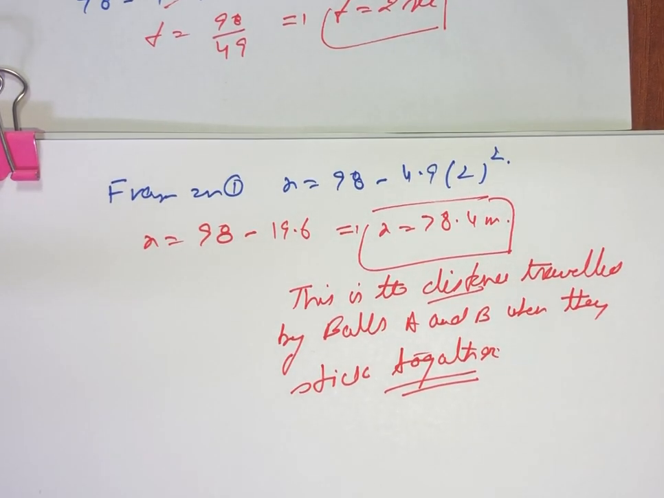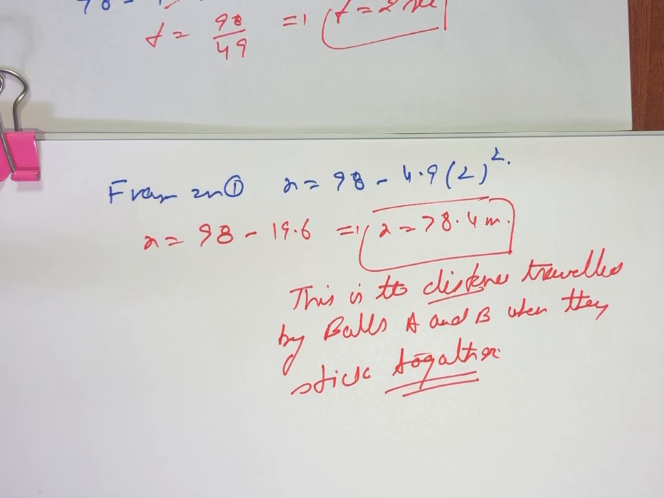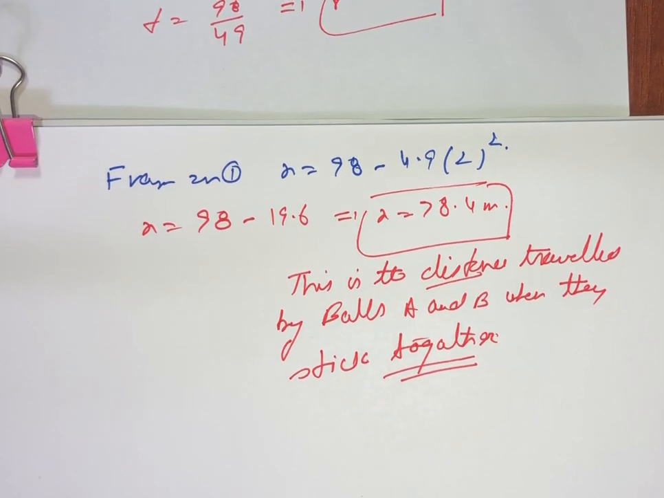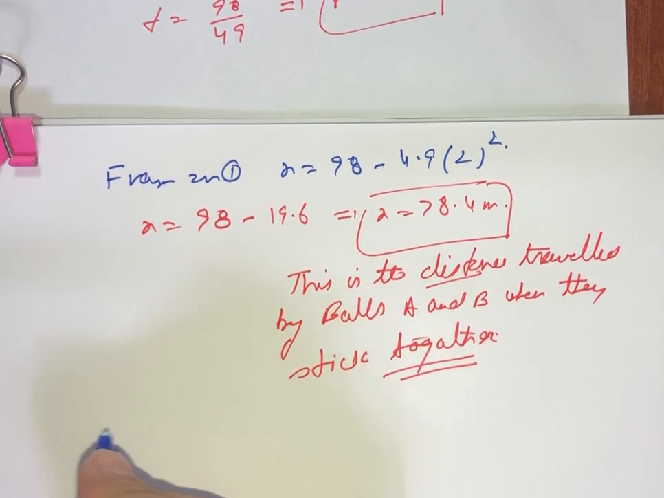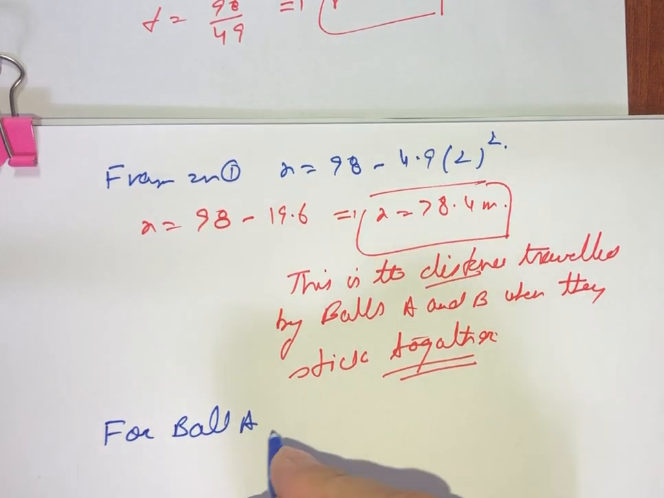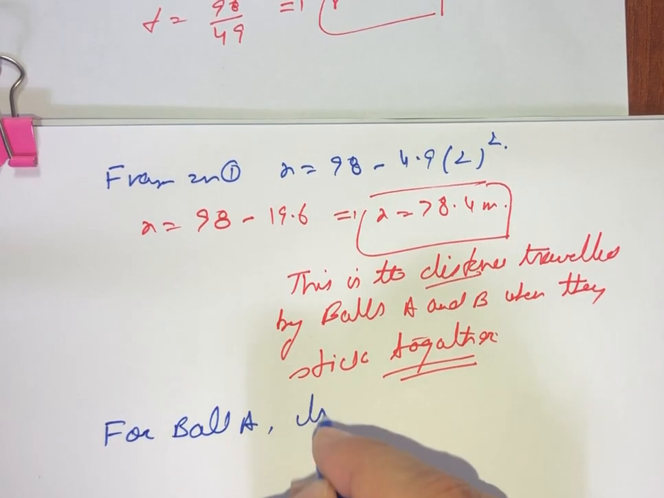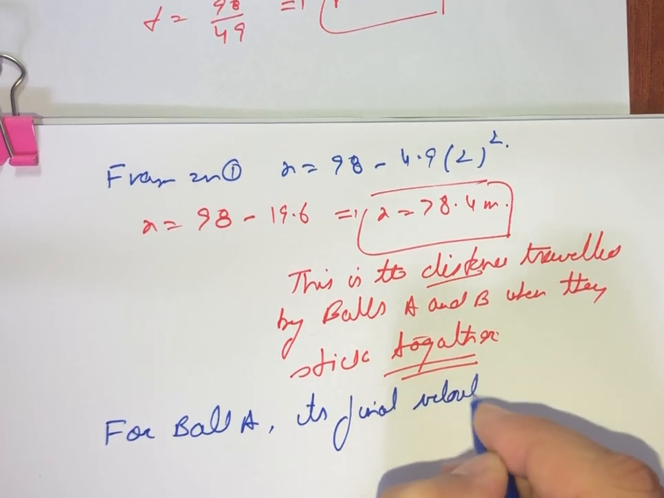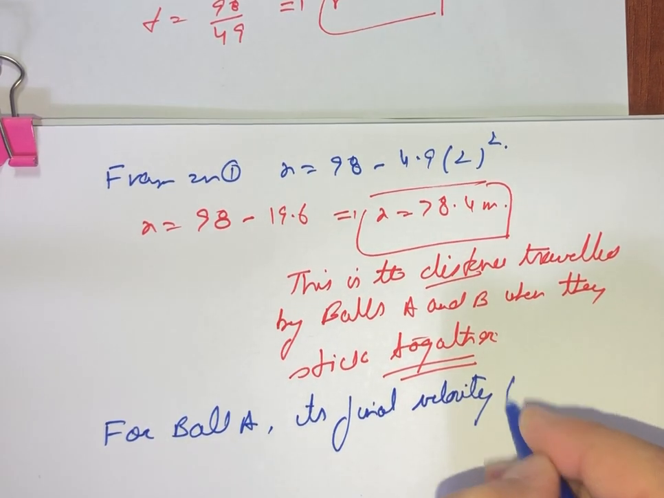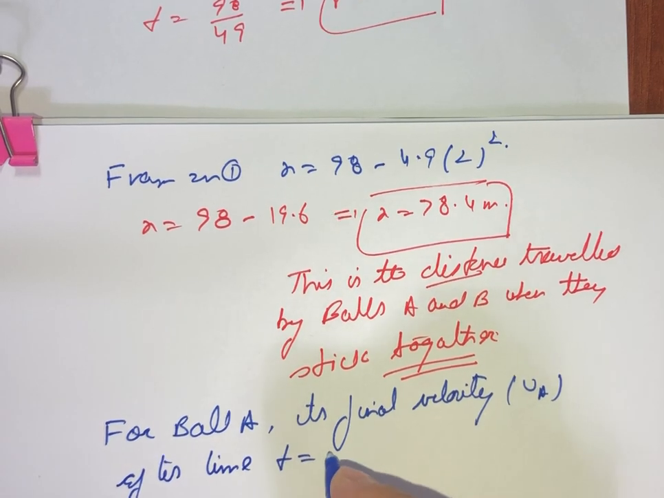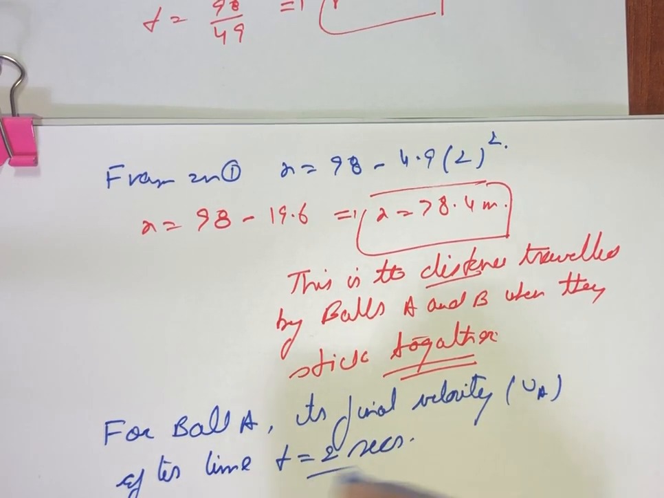So let us find out what will be the final velocity for ball A. For ball A, its final velocity, let us call it VA, after time t equal to 2 seconds.